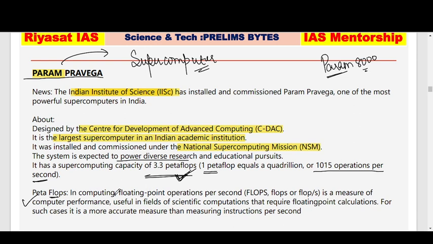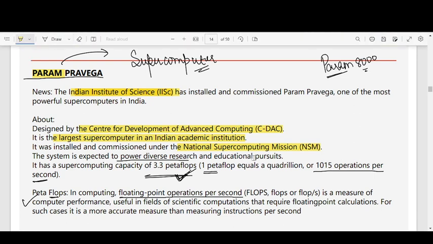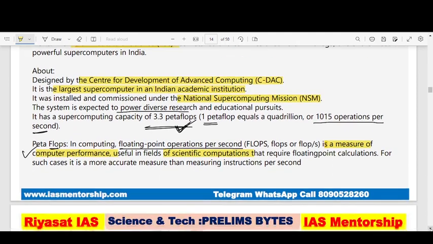Petaflops. FLOPS full form is floating point operations per second. It is a measure of a computer's performance, clear, which is used to tell the ability of computers in the field of scientific computation, etc. Clear? This is everything about it.